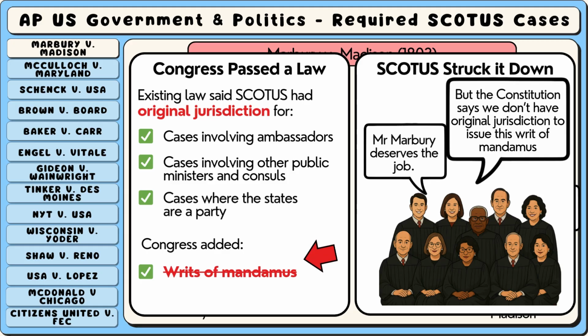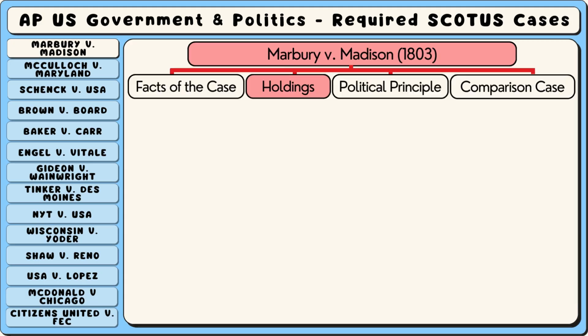Essentially, the court said that the law Congress passed that would have allowed them to issue the writ of mandamus was unconstitutional, because Congress couldn't increase the Supreme Court's original jurisdiction. Okay, so I understand this is a very complicated case, so let's pause and look at exactly what you need to know for this case.